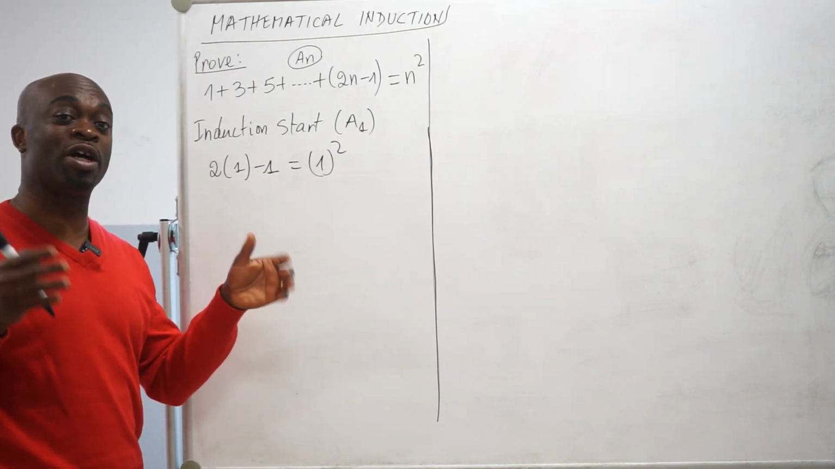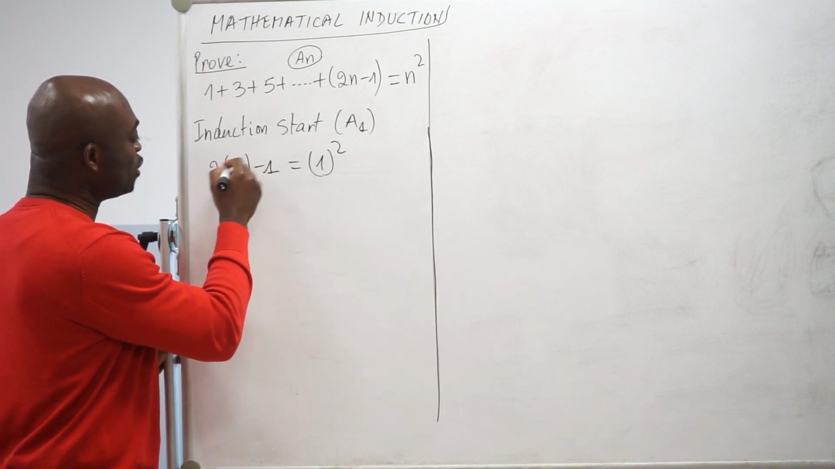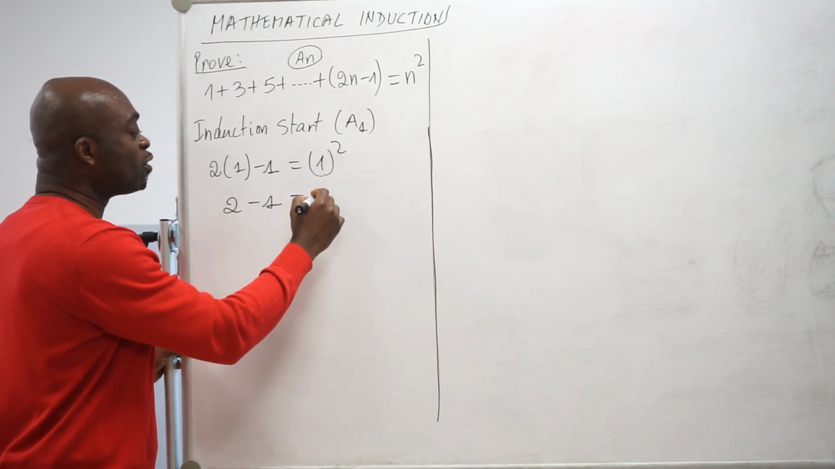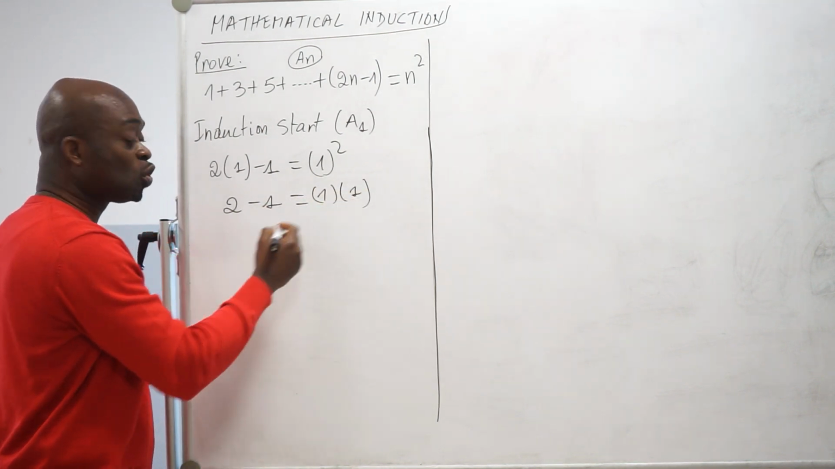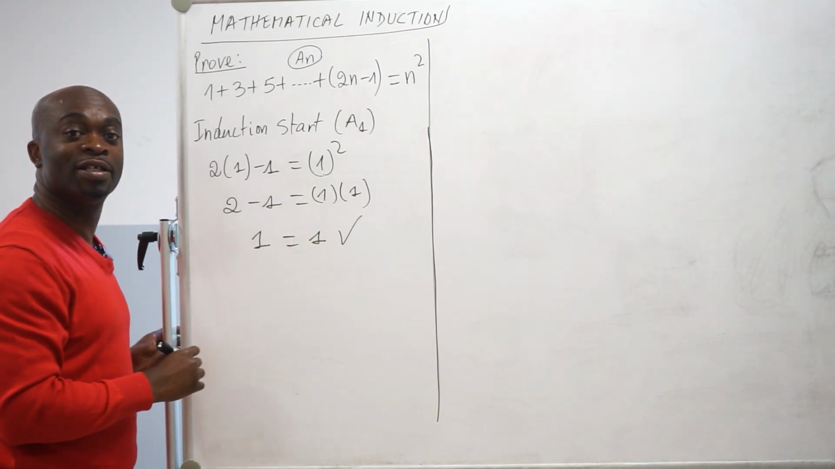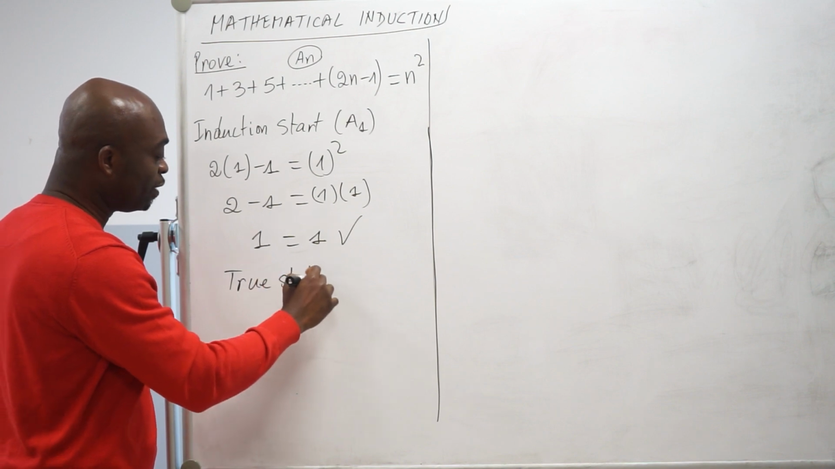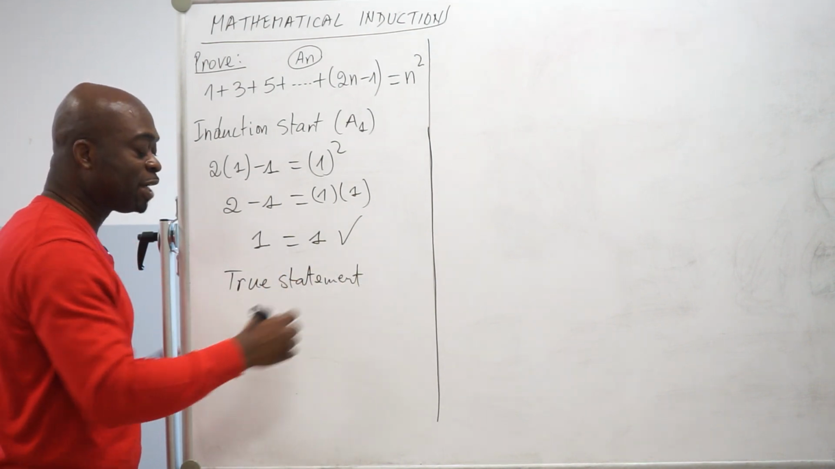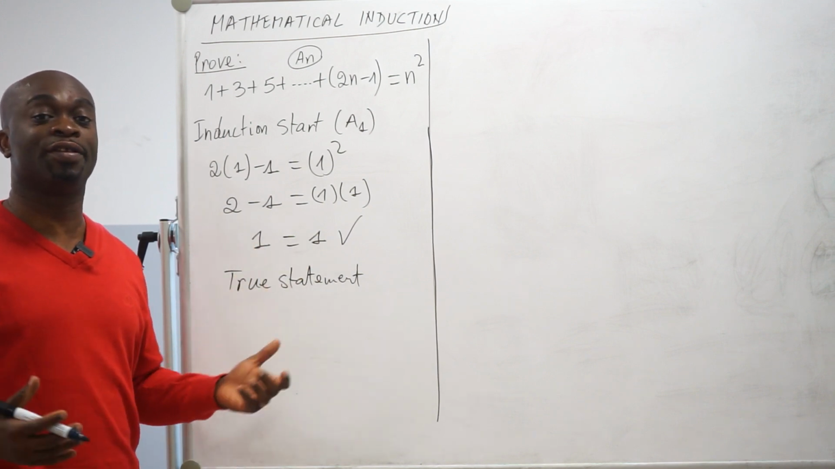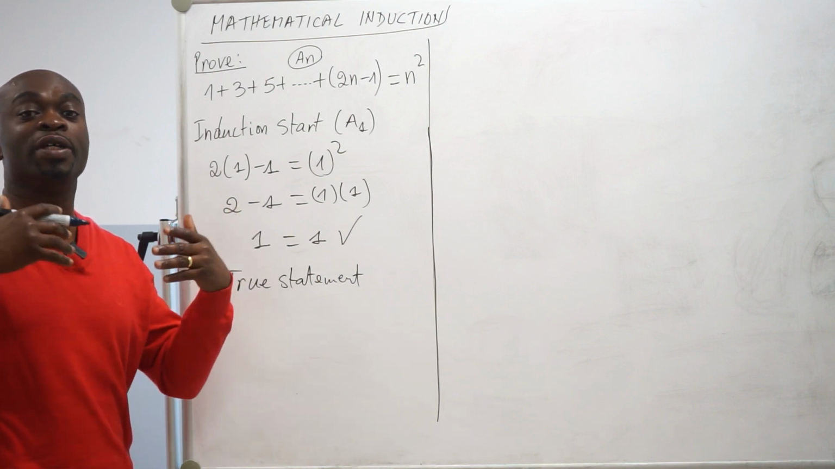There will be other cases where you cannot use the 1, but the problem will state so, okay? So this one is going to give us 2 times 1, which is 2, minus 1. And then 1 squared, of course, is 1 times 1. So 2 minus 1 is equal to 1. Then 1 times 1 is 1. So this one is a true statement. And that's what we want. We want to make sure that we have a true statement, meaning the two numbers here are equal to each other. All right? So our induction start is being proven to be true.